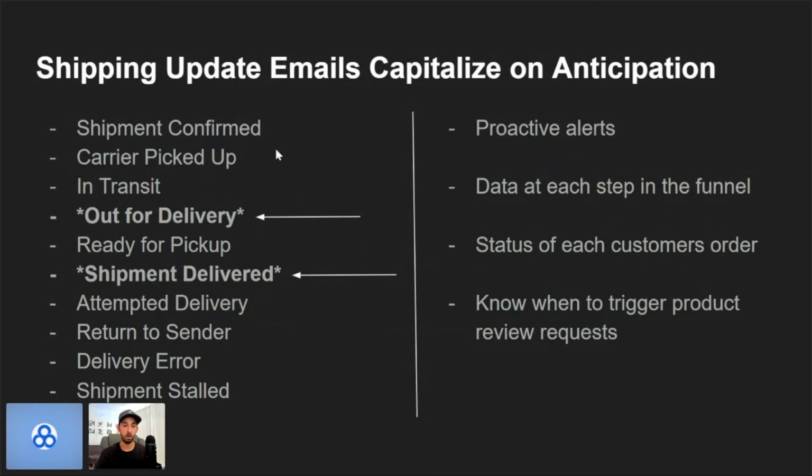Someone has a shipment confirmed. Someone has an item that's been picked up by the post office. Your item's out for delivery. Your item's been delivered, etc. So there's a lot of ways that you can trigger emails. And what's really important about these is a couple of things.